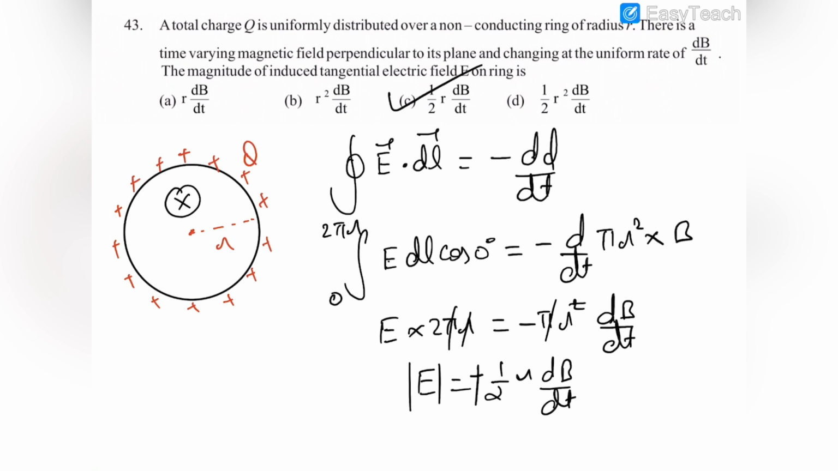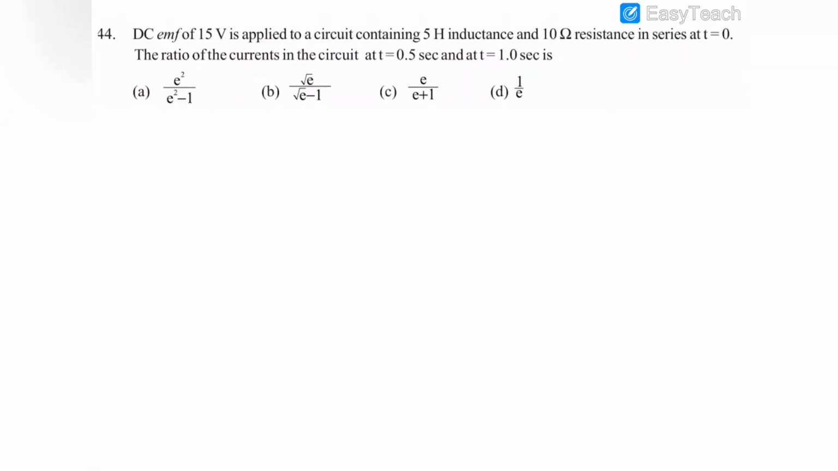Now we move on to the next question. In this question, you can see that a DC EMF of 15 volts is applied across an LR circuit which has an inductance of 5 Henry and a resistance of 10 ohms.